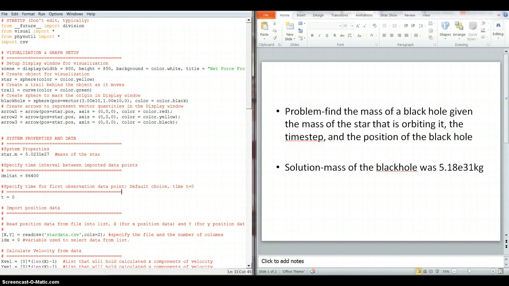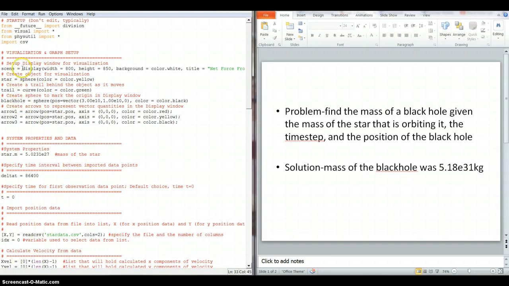The solution that I found was that the mass of the black hole was 5.18 times 10 to the 31st kilograms. This is over 10,000 times the mass of the star that we were given. We were to take the information that we were given and insert it into the Python program so that we could find the mass of the black hole and have a display to show what the star orbiting looks like.